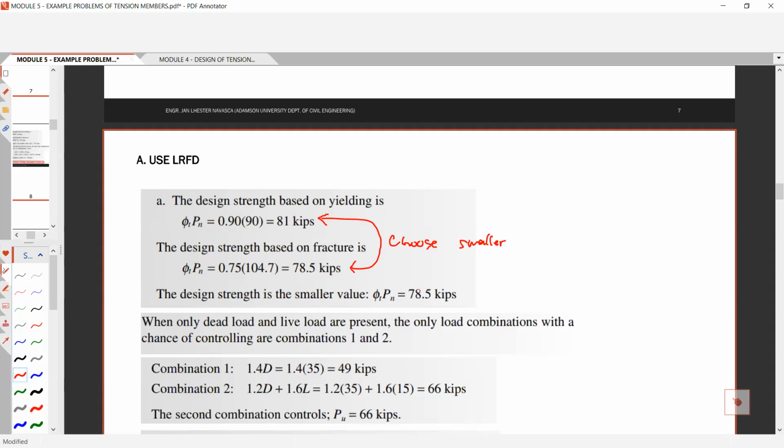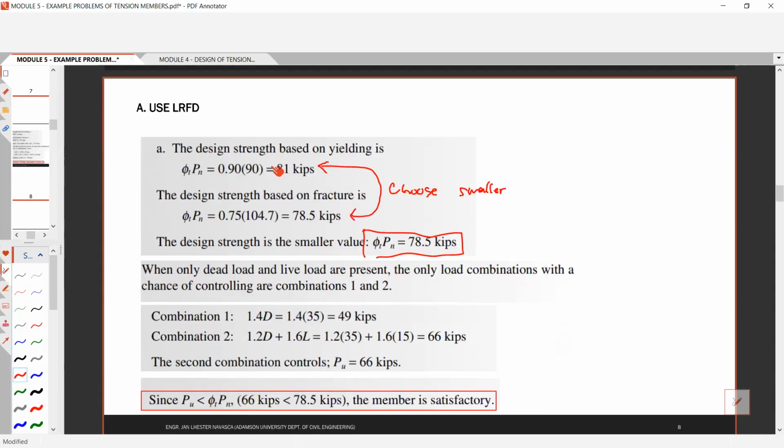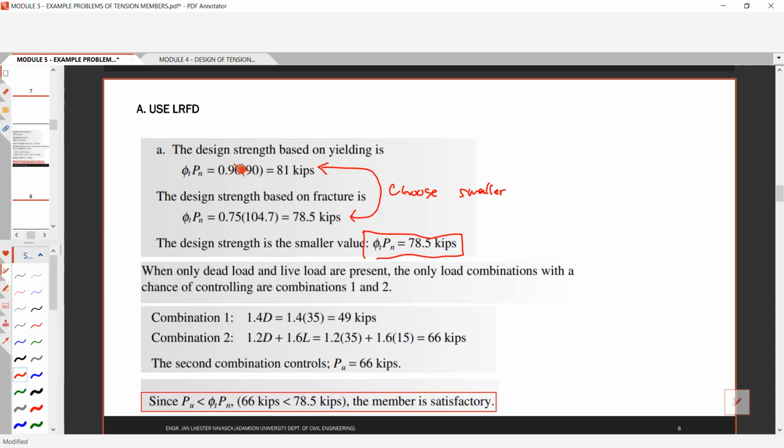Okay, so we will be using 78.5 kips. So just compare the smaller based on the design strength. You apply a factor of safety or a factor phi. So doon kayo mamimili.